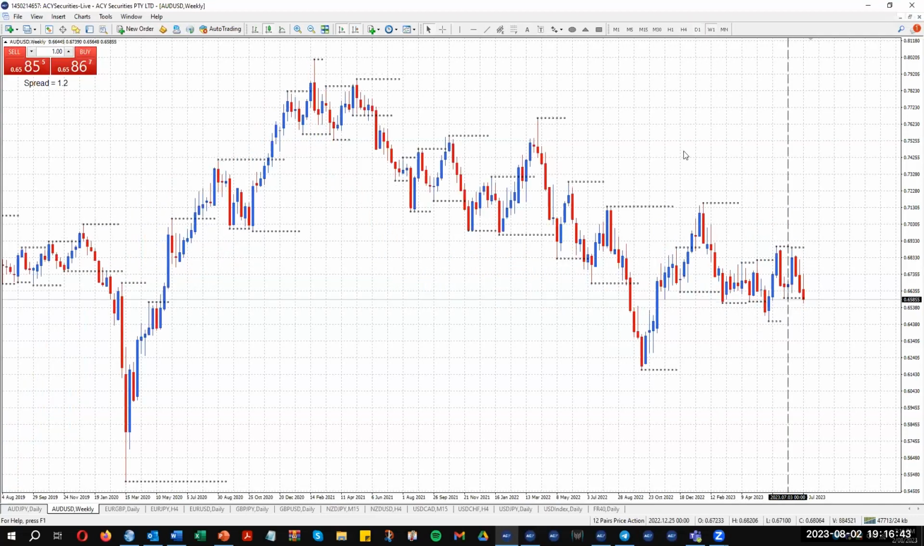I just want to go to the weekly chart. And I was looking in this area because the month before we moved up to a higher top, and I was looking for this higher bottom to form down here.